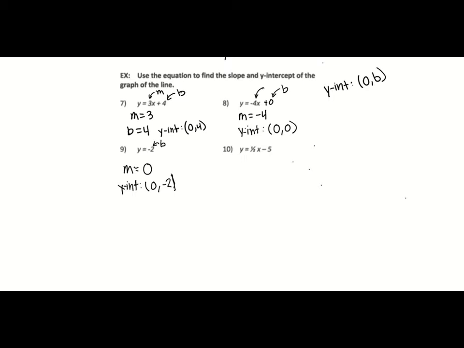So our y-intercept is 0, -2. Then the last one here, we have our slope. We have 1/2 out front of x, so that means our slope is 1/2. And our b has a -5, so careful. Our slope-intercept form is mx plus b, so if there's not a plus there, that means that negative sign goes with our b. So it would be 0, -5.